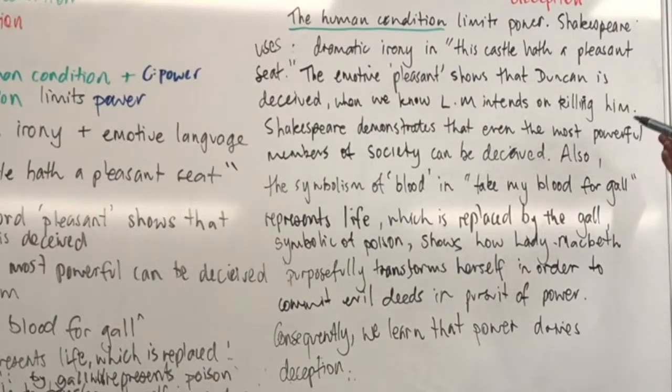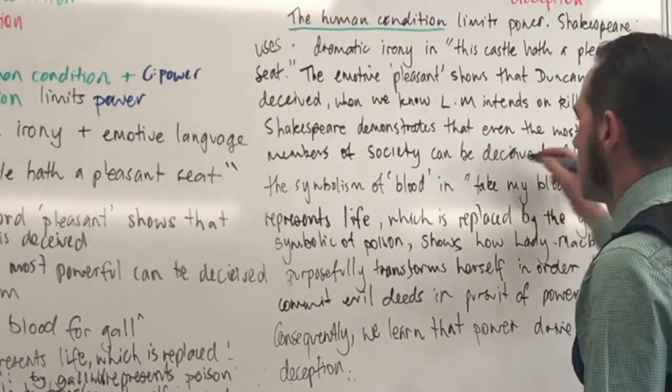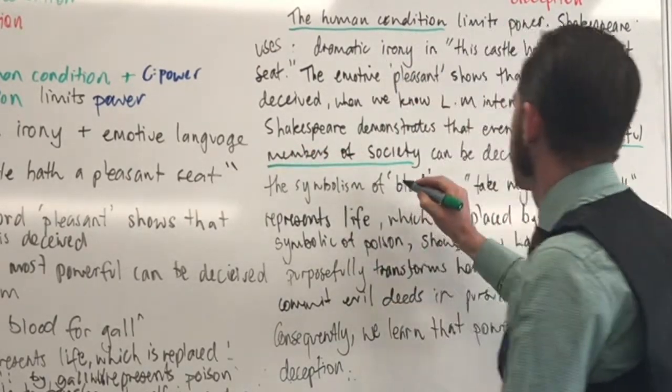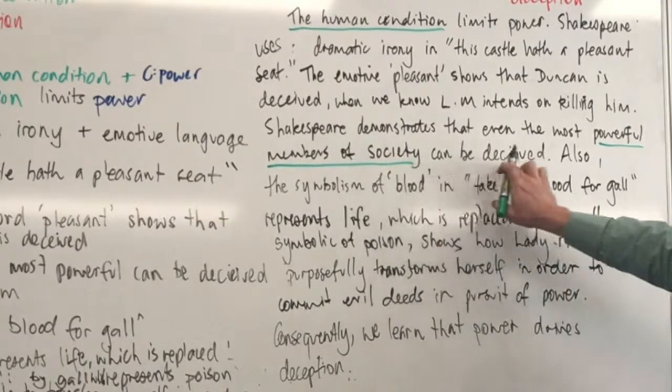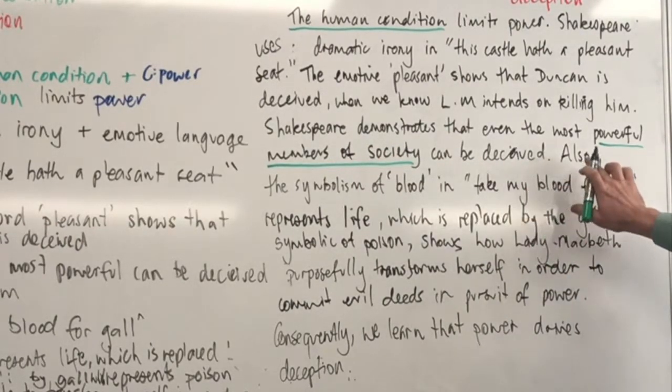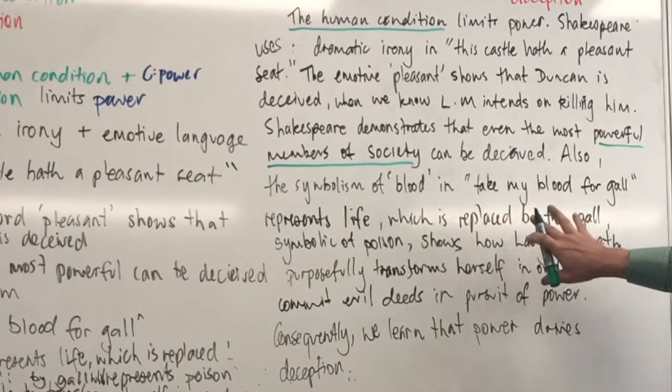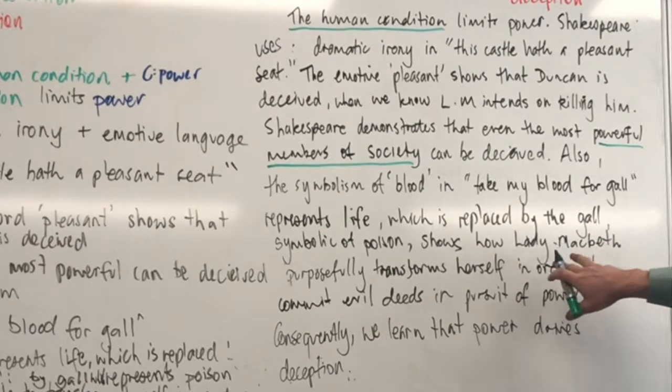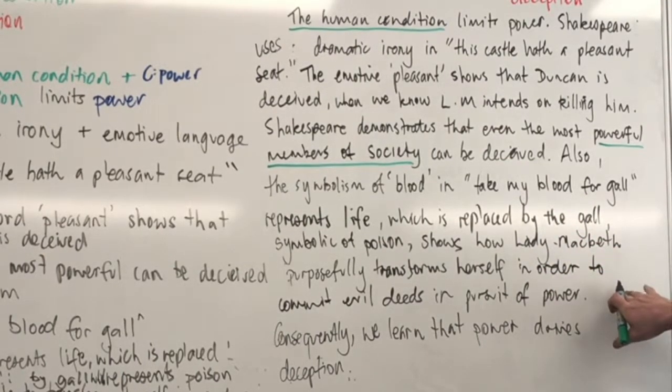Powerful members of society can be deceived. Alright, so I'm going to stop it there, because I know that that's the question keyword. Also, symbolism of blood, tangle of gall, which shows Lady Macbeth purposely transforms herself in order to commit evil deeds.